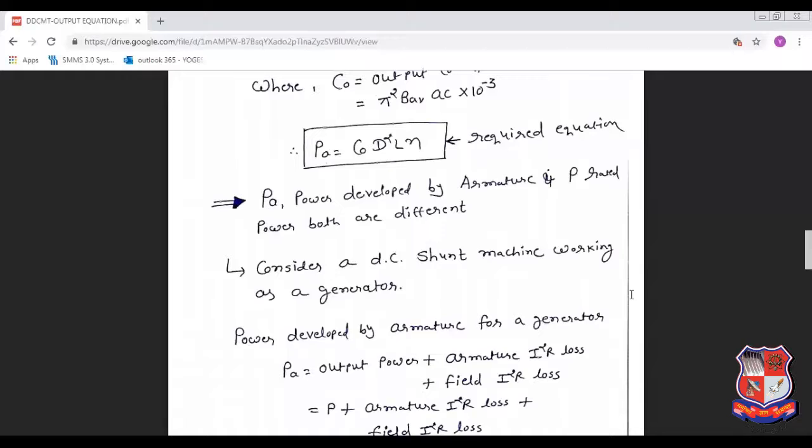So, choosing the values of specific electric loading and specific magnetic loading is very important. When we choose these values well, the performance of the machine improves.